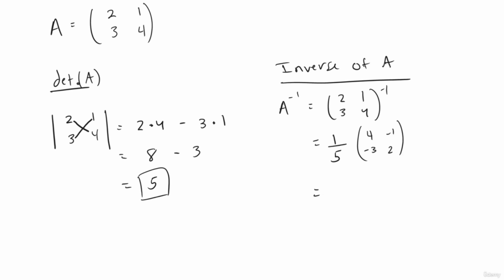And then we just distribute 1 over 5 through the matrix. 4 over 5, -3 over 5, -1 over 5, and then 2 over 5. And then this right here is the inverse of A. And so that, quite simply, is exactly how you take the determinant of a 2 by 2 matrix. That's how you calculate the inverse of a 2 by 2 matrix, and it's incredibly straightforward.